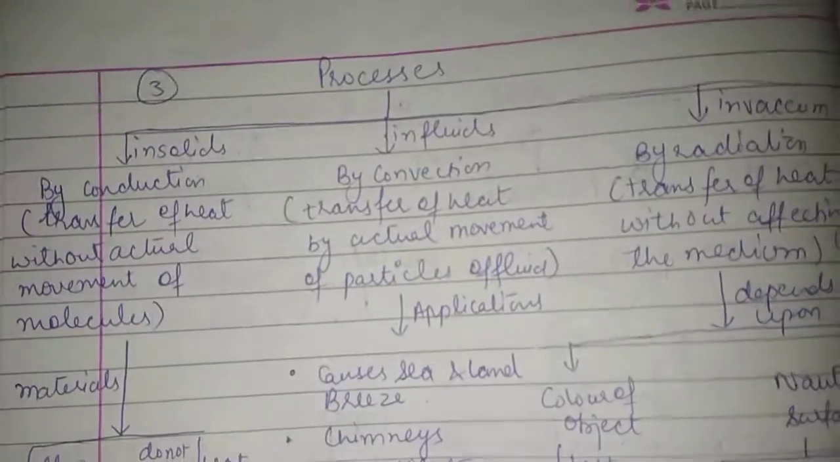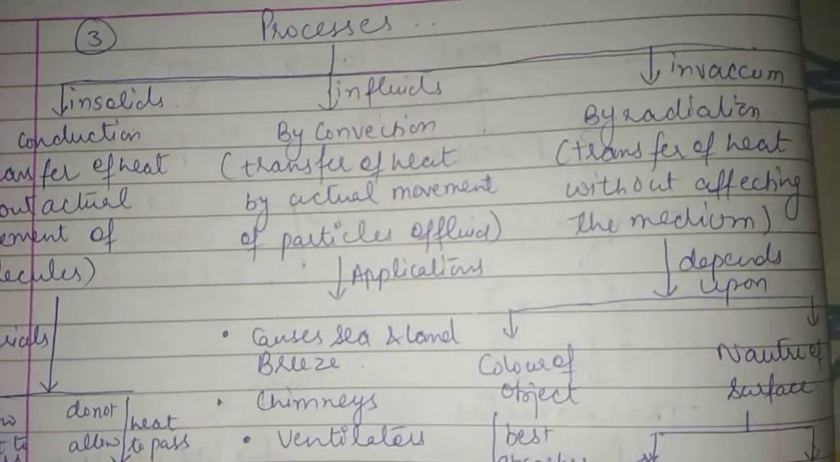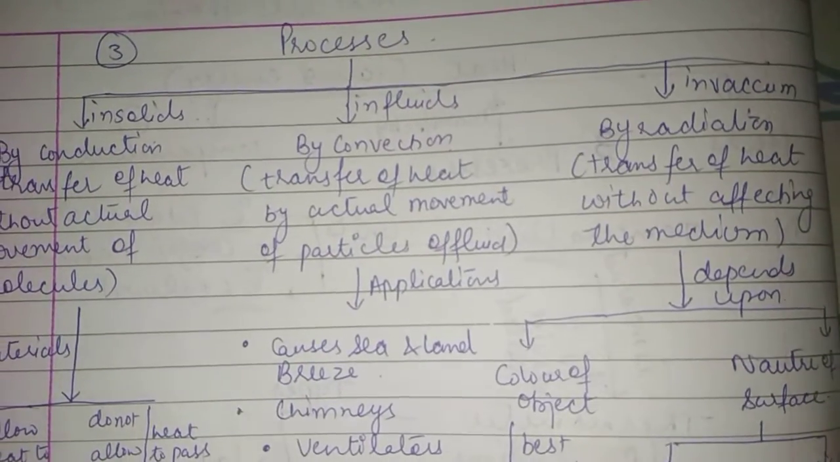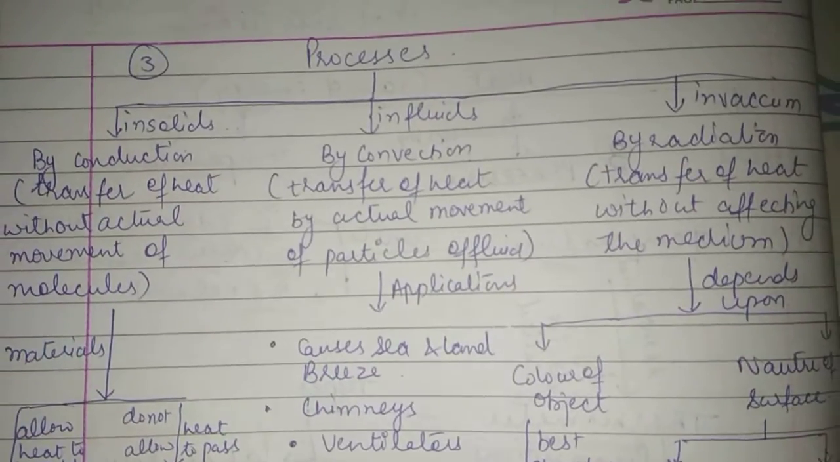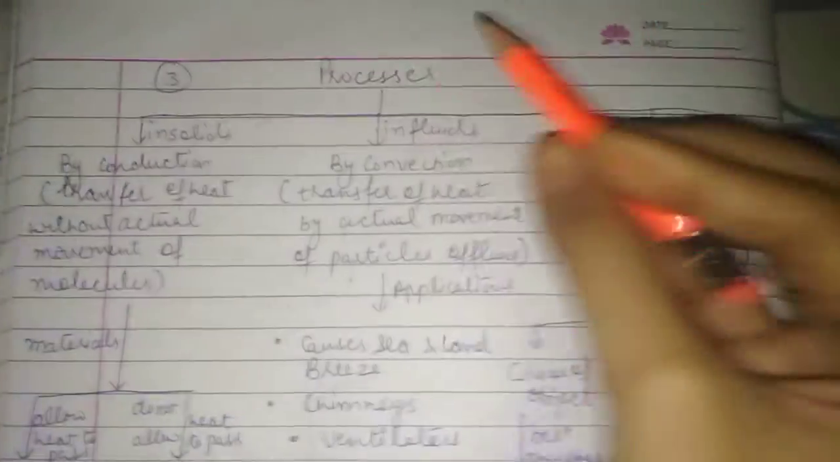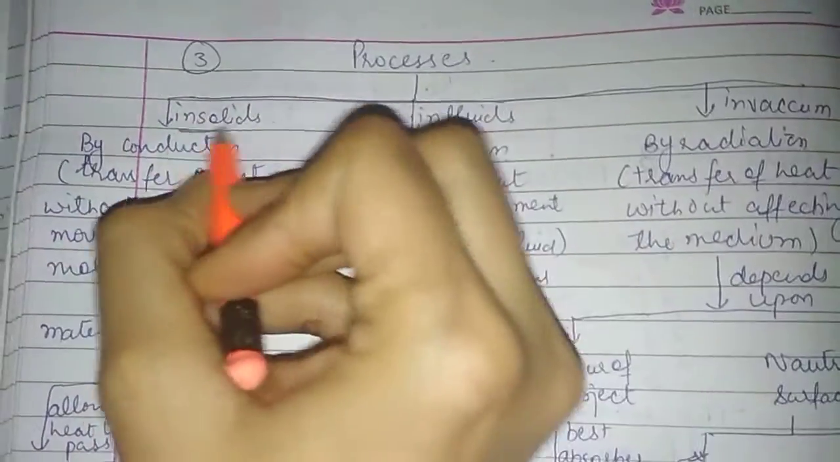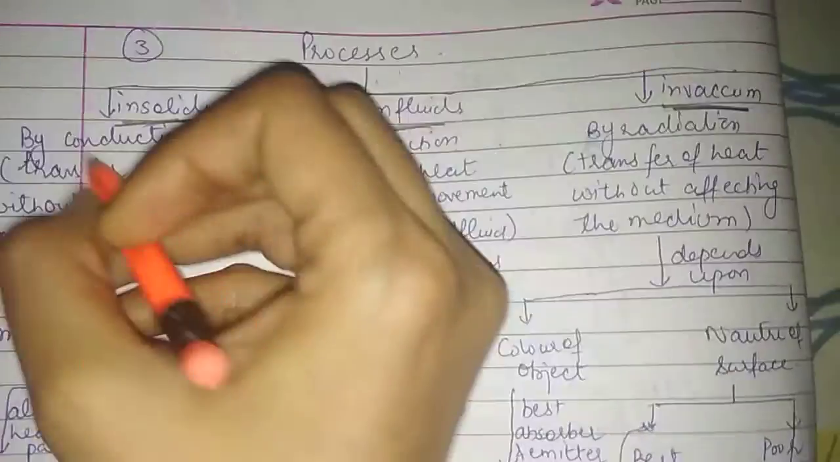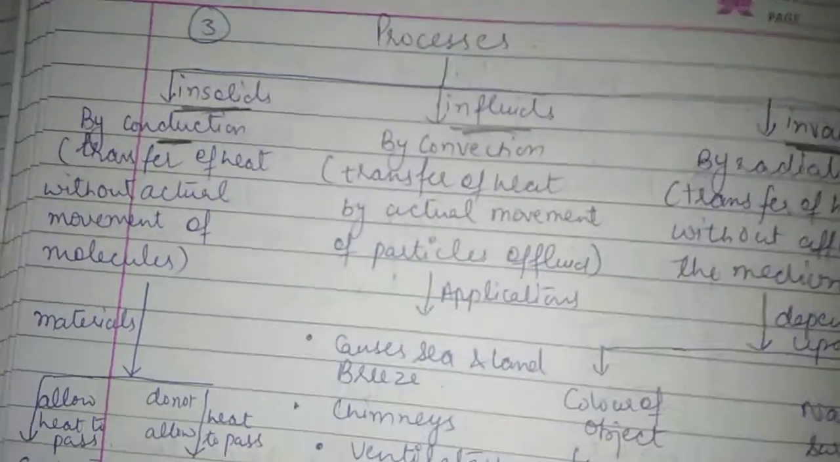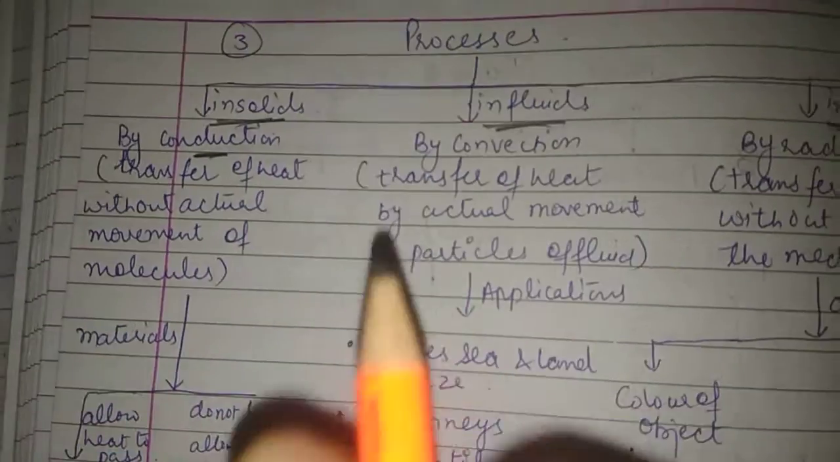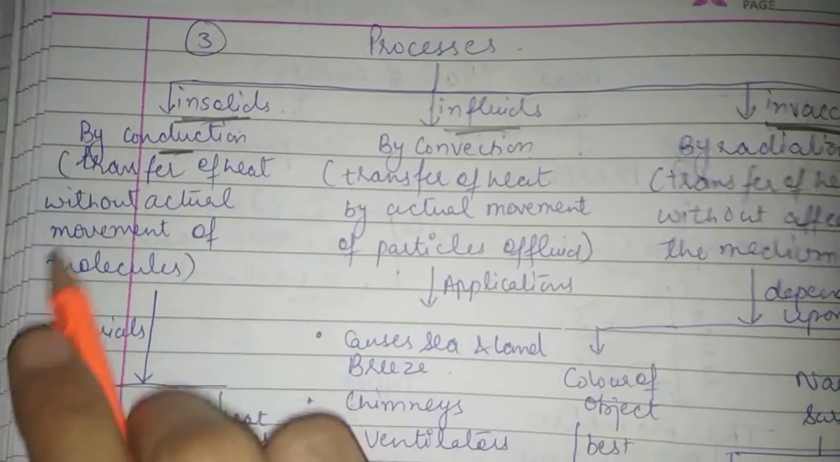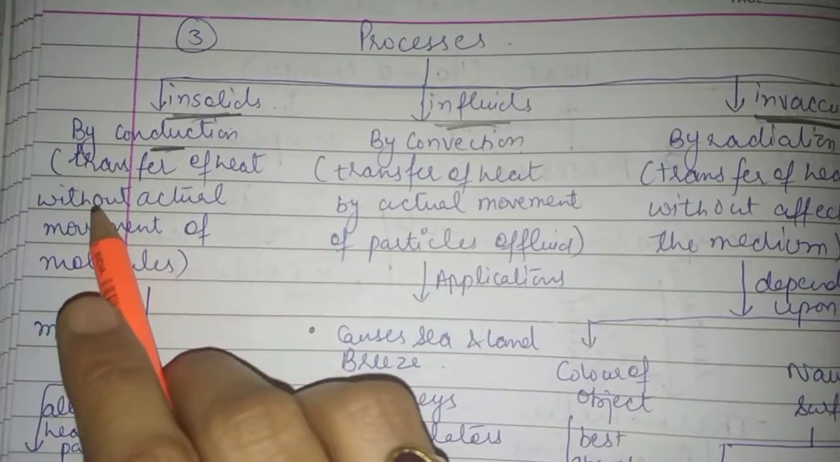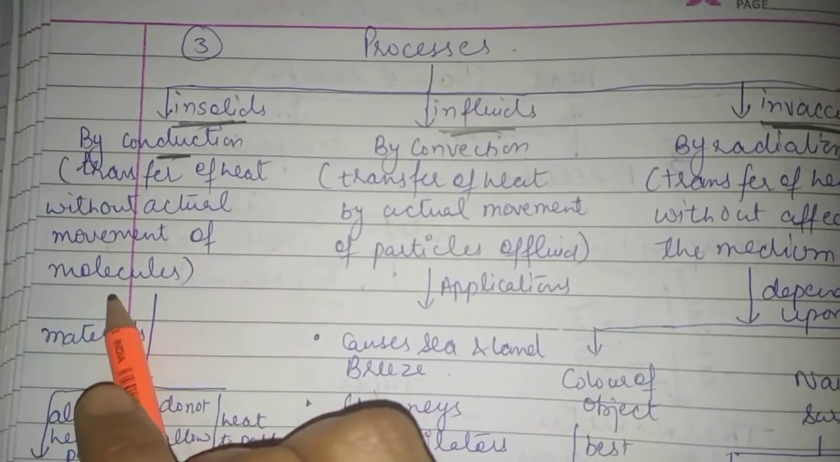Now the third part of this chapter is the processes. See, heat transfer processes are of three types: one in solids, second in fluids, and third in vacuum. In solids, it is done by the conduction method. Now what do we mean by conduction? In solids, transfer of heat is done without actual movement of molecules.